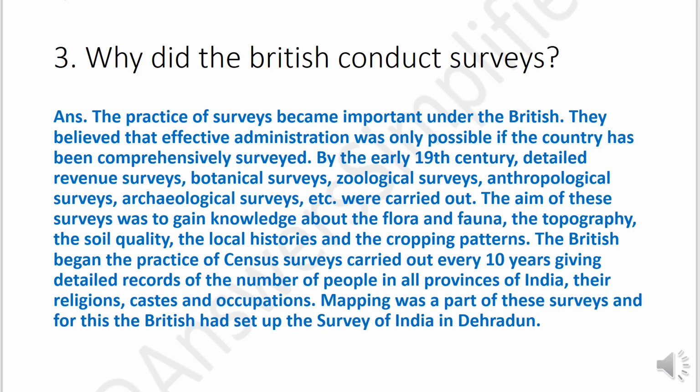The British began the practice of census surveys carried out every 10 years, giving detailed records of the number of people in all provinces of India, their religions, castes, and occupations. Mapping was a part of these surveys, and for this, the British had set up the Survey of India in Dehradun.